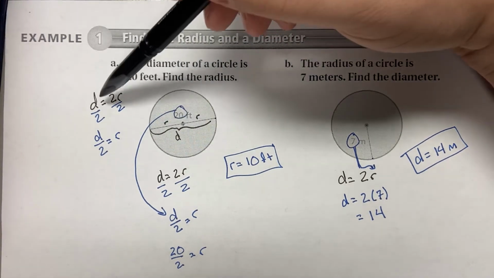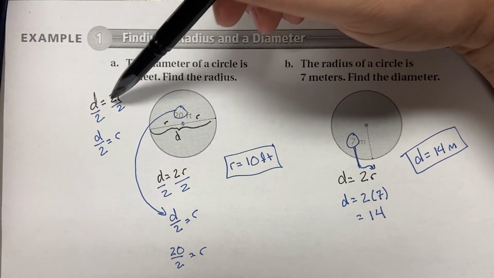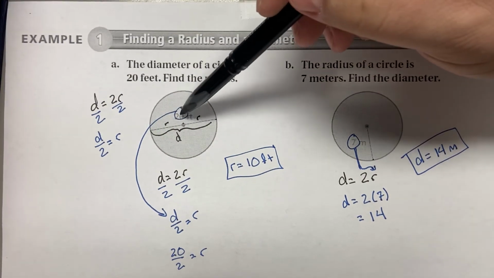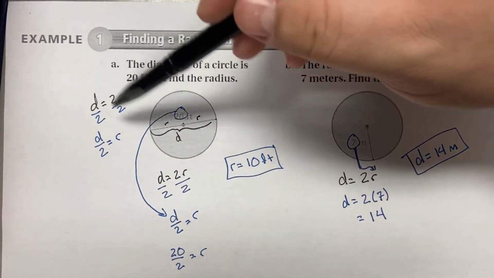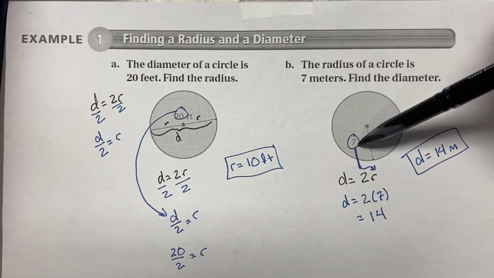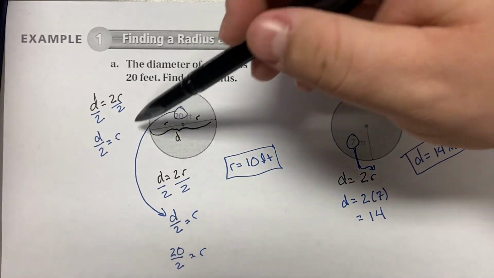So we have a formula, diameter equals 2 times r, and we can use that. If we have the diameter, we can always find out the radius through this formula. If we have the radius, we can always find out the diameter through this formula.